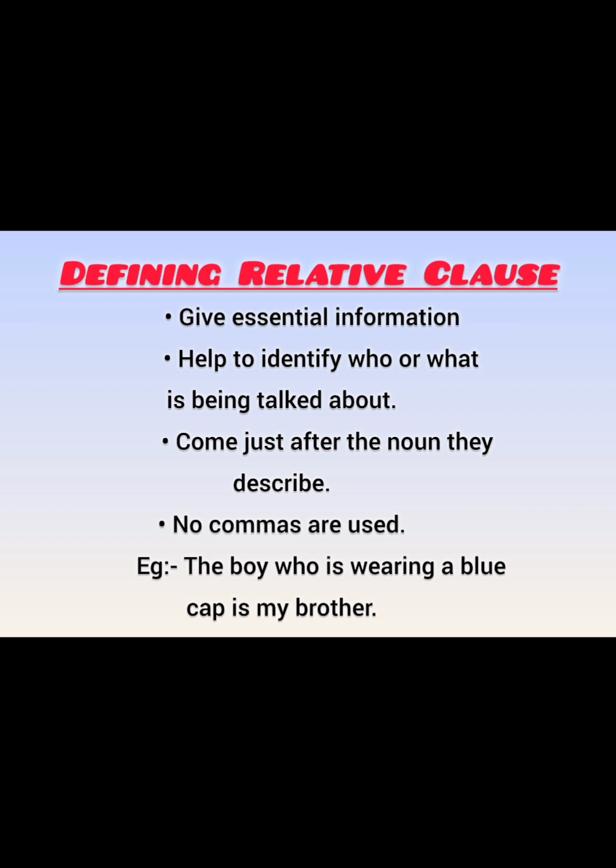A defining relative clause gives essential information about something or someone. It helps to identify who or what is being talked about. It comes just after the noun it describes. It is used with no commas. Example, the boy who is wearing a blue cap is my brother.